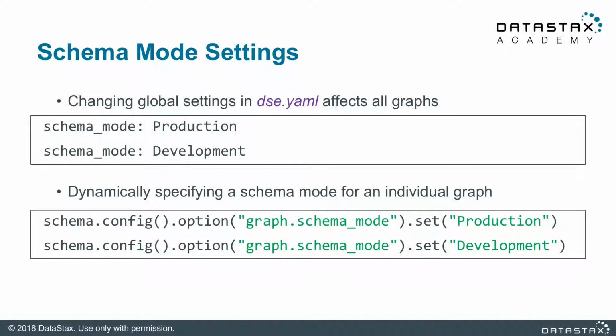DSE Graph allows you to globally set the schema mode via the DSE YAML file, but it's recommended to leave it as is, defaulting to production mode. You can dynamically specify the schema mode with the syntax on the bottom here should you want to switch to development mode for testing purposes or for exploration.